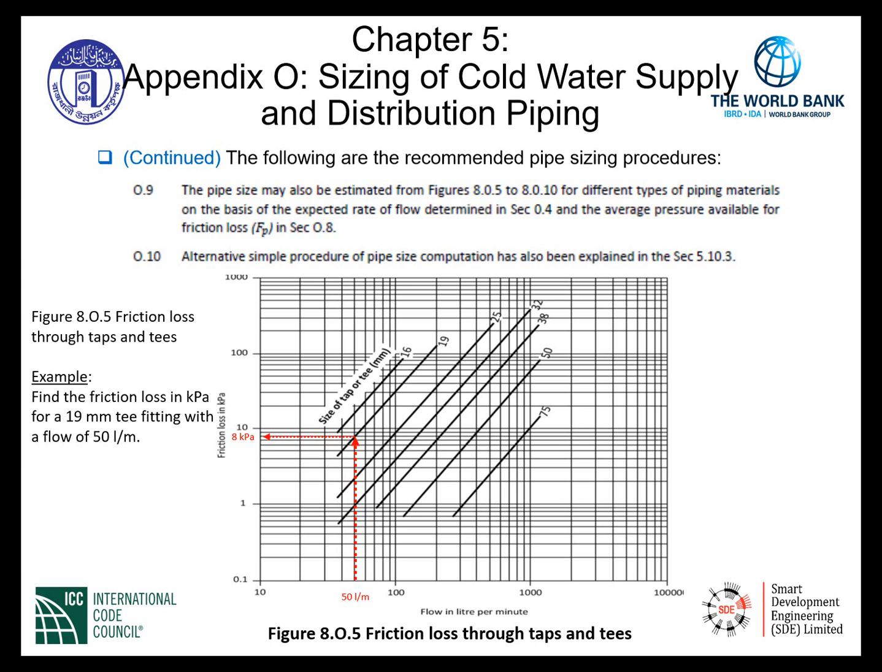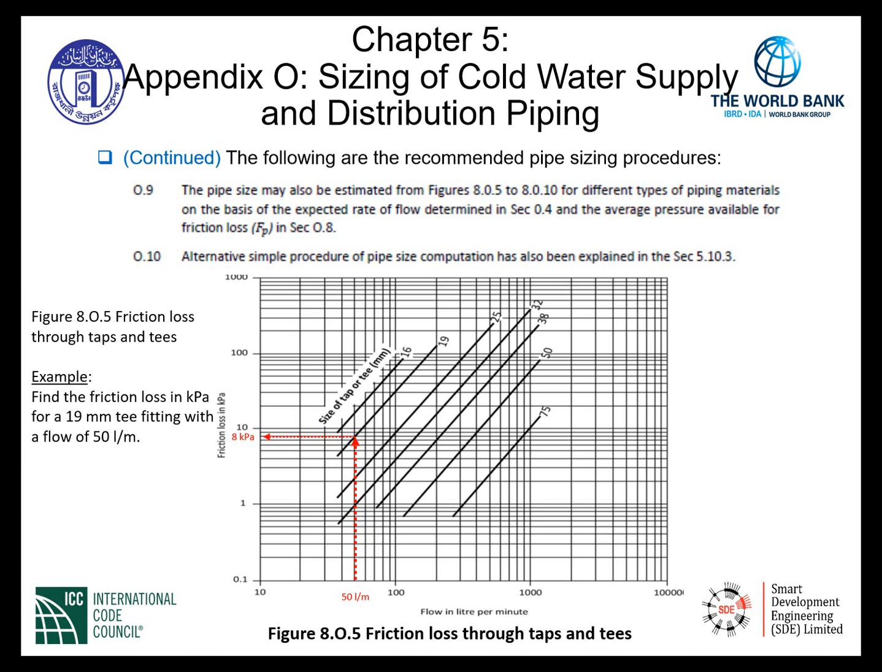0.8. Now, this particular figure that you're looking at here is a logarithmic chart, and it gives us on the x-axis, or the lower level, the flow in liters per minute. On the y-axis, or the vertical axis, it gives us friction loss in kPa. This particular figure is friction loss through taps and T's.